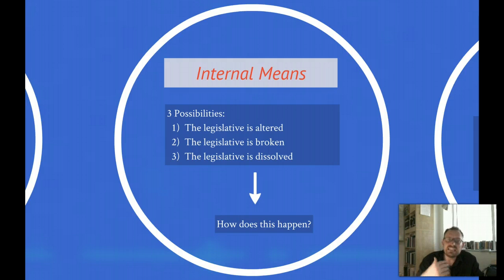That can ultimately lead to a dissolution of the government. Now, the other one here is that the legislative becomes broken in some sense, and then finally the legislature dissolves. Right? Now, the question is, how does this happen? Because there are good examples of when this occurs. And I think we see them in our own day.